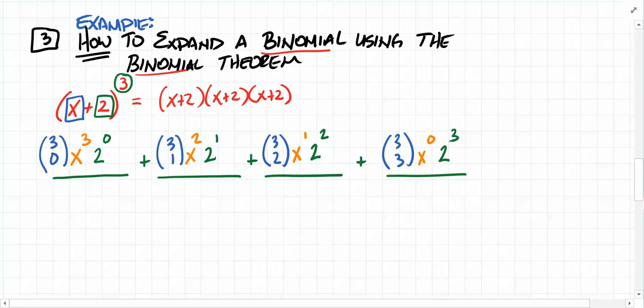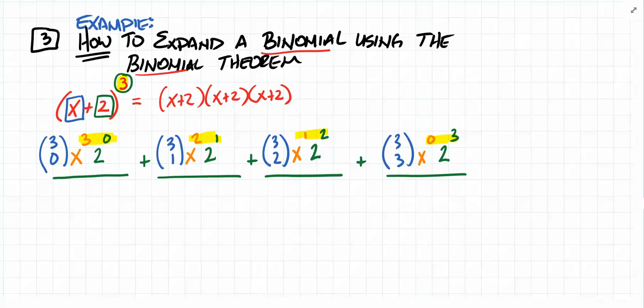A couple of things that you should notice here. One is that the sum of the exponents of my terms will always be the exponent that I've been given. So 2 and 1 make 3, 1 and 2 make 3, 3 and 0 make 3. You should always remember that part.